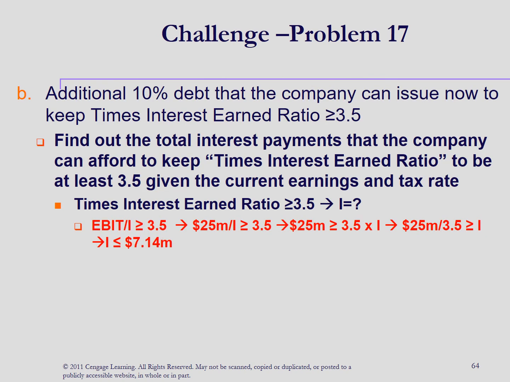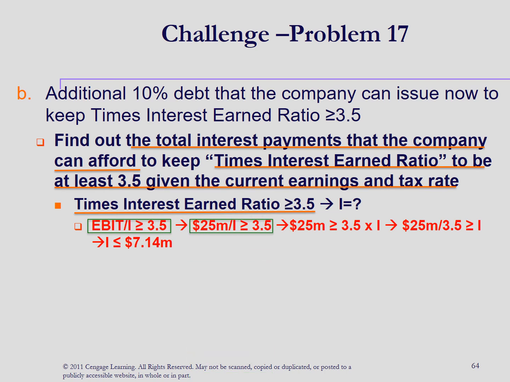Find out additional 10% debt that the company can issue now to keep times interest earned ratio at 3.5 or greater. First, find out the total interest payments that the company can afford to keep times interest earned ratio to be at least 3.5 given the current earnings and tax rate. The condition is times interest earned ratio is greater or equal to 3.5. That is, earnings before interest and taxes divided by interest charges is greater or equal to 3.5. We have earnings before interest and taxes of $25 million.